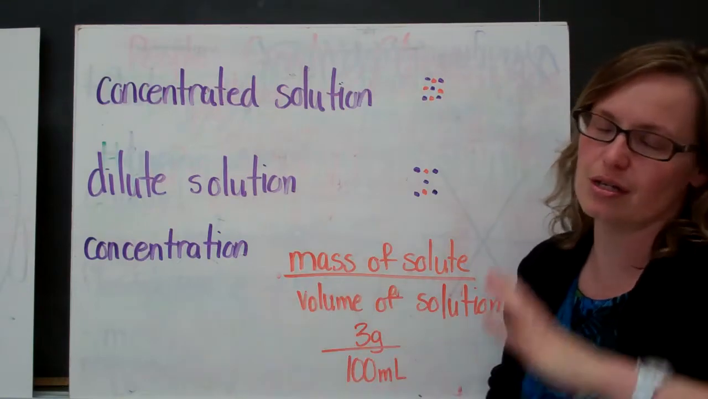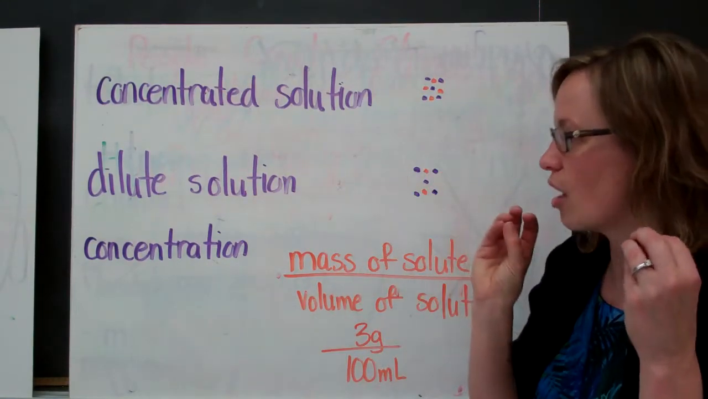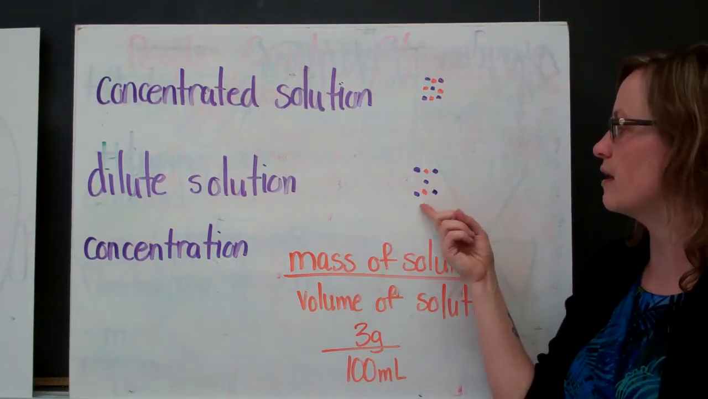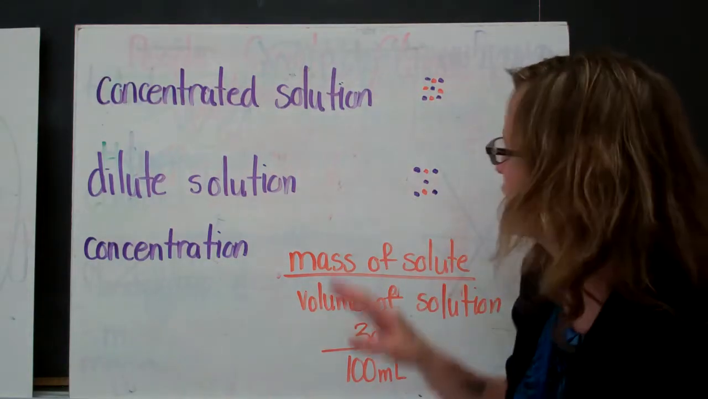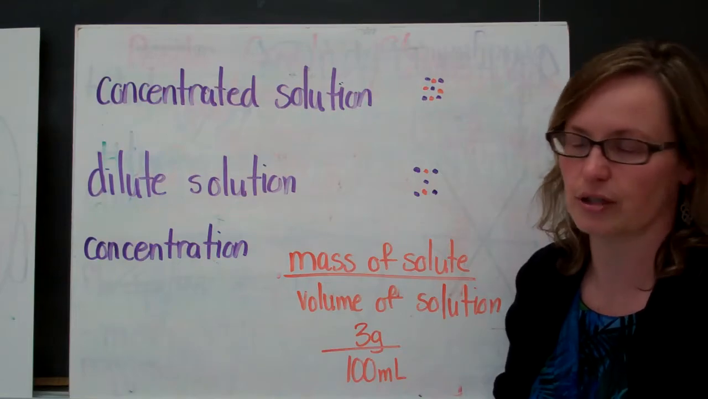A dilute solution is the opposite, where it's still a solution, but there's less solute that's been added. The solvent is represented by the purple and the orange represents the solute. So this solution is less concentrated than this solution.